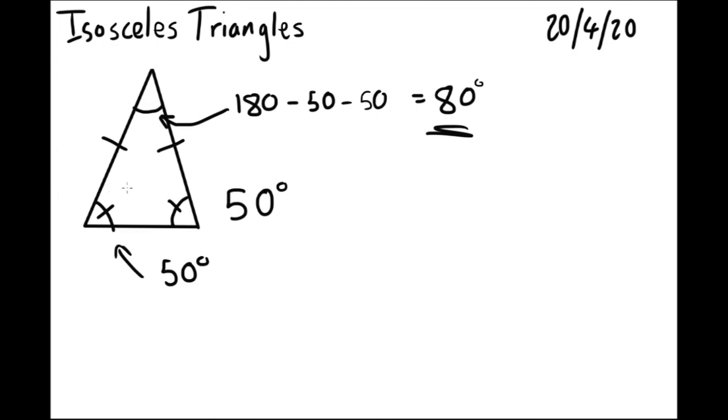Okay, so whenever you have a triangle with two sides that are the same, these two angles are also the same. So if you're given this one, straight away you can write this one in. Okay, we'll have a look at some examples.